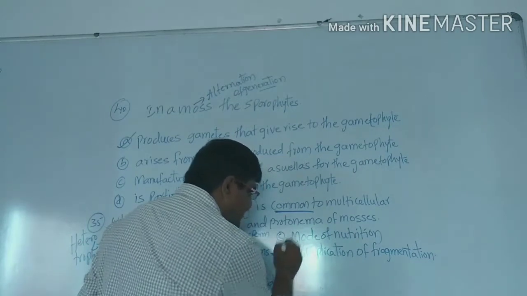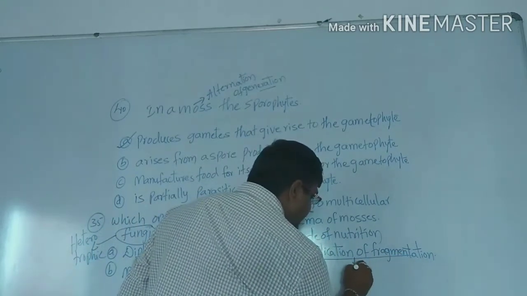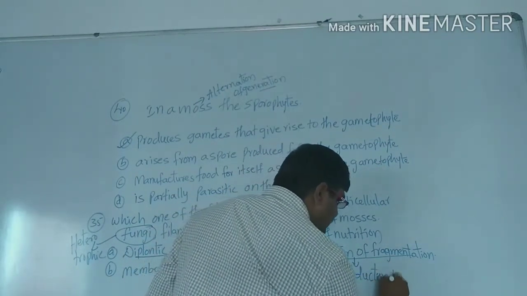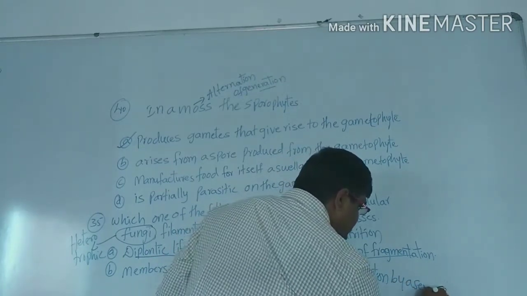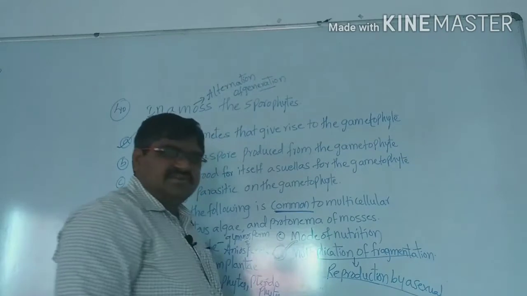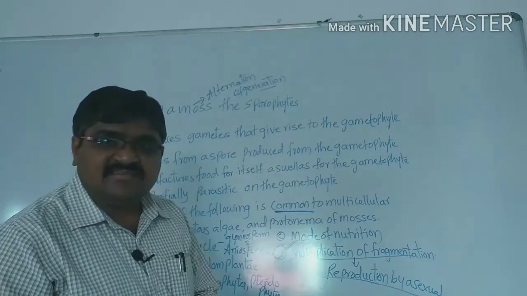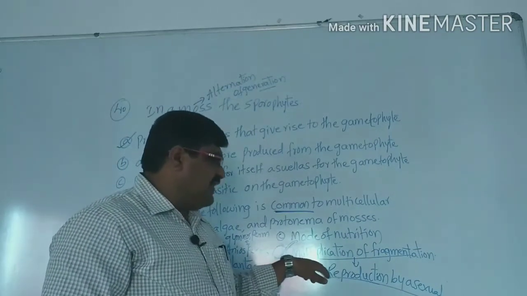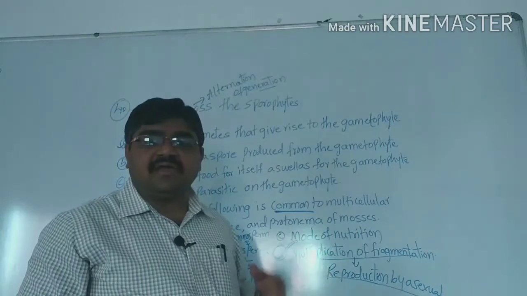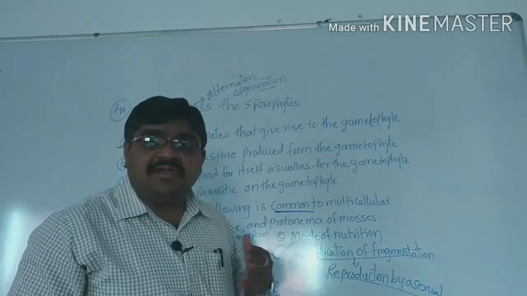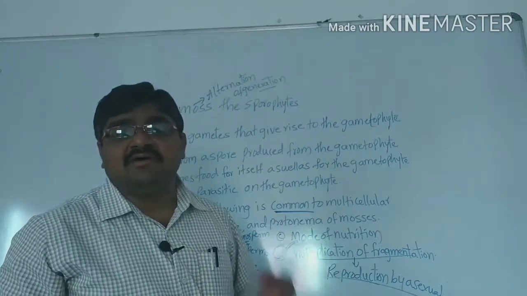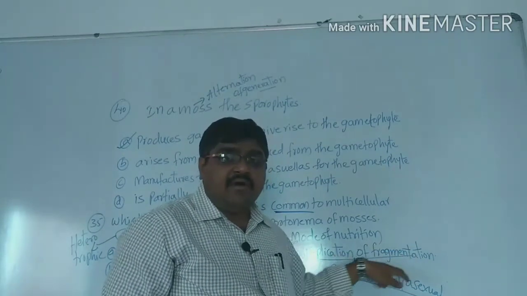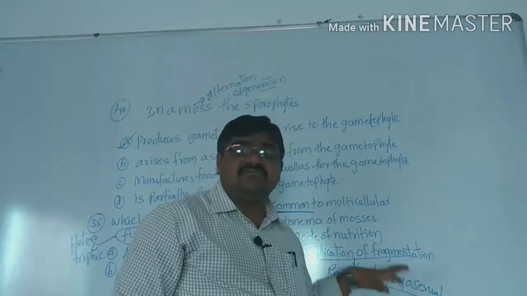So it is the correct answer. Why? Because here it shows reproduction by asexual means. So reproduction by asexual is the common point, which makes it the correct option. That is the fragmentation. A small fragment is detached from the parent and gives rise to a complete organism. So this process we can call fragmentation. Fragmentation is a type of reproduction, that is an asexual reproduction.